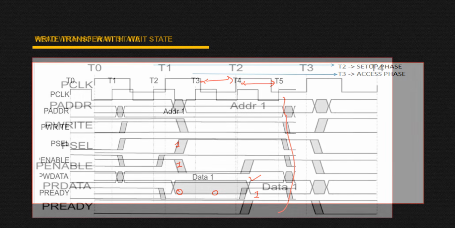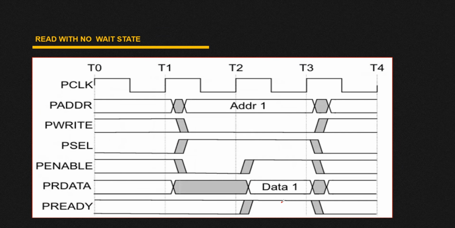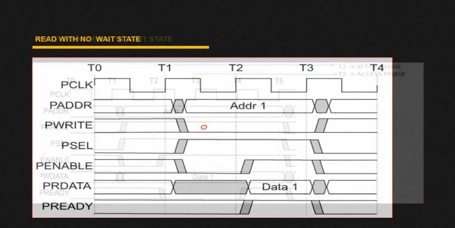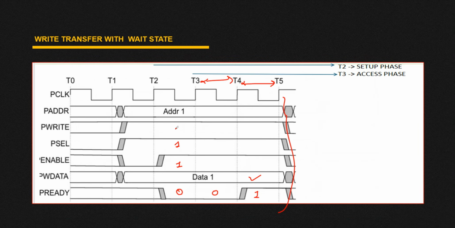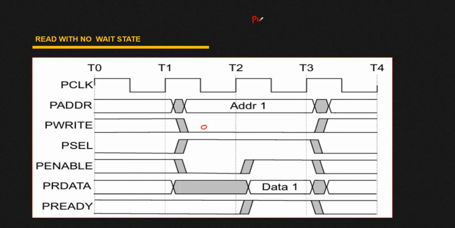Now similarly, we have read transfer with wait state and read transfer with no wait state. If you are considering the read transfer, the only difference from your write transfer is that here your PWRITE signal is low. In write transfer your PWRITE signal is 1. Here you can see your PWRITE signal is 1. So as a conclusion, if your PWRITE signal is 1, that means we want to perform a write operation. And if your PWRITE signal is low, that means we want to perform a read operation.